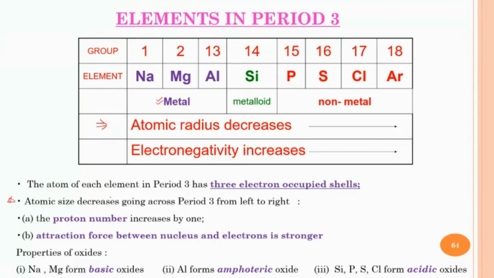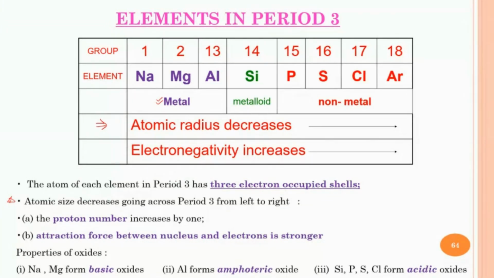Atomic size decreases going across the period from left to right, because number one, the proton number increases by one each time when going across period 3. Then the attraction force between the nucleus and the electrons is stronger. You will pull the electrons closer to the nucleus, so the size will be smaller.